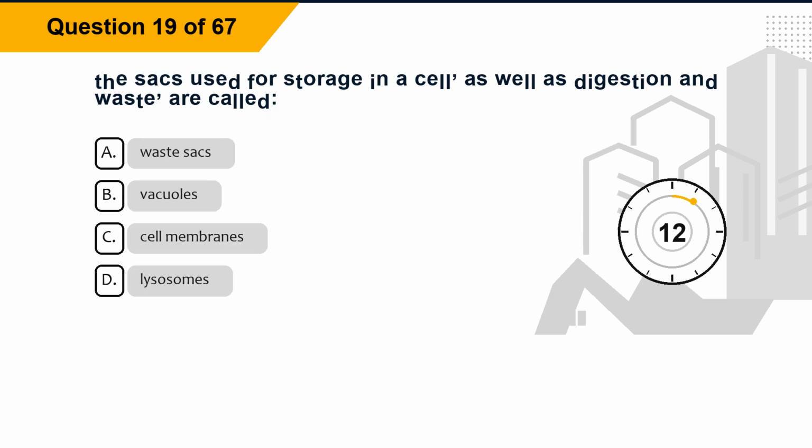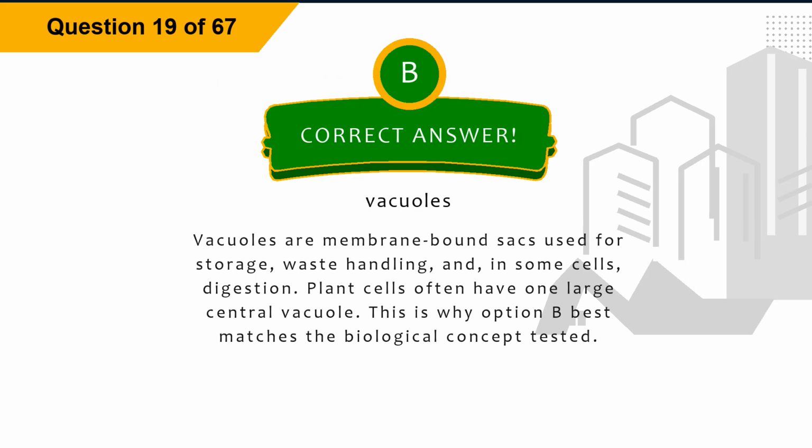Question 19. The sacs used for storage in a cell, as well as digestion and waste, are called option A, waste sacs. Option B, vacuoles. Option C, cell membranes. Option D, lysosomes. The correct answer is option B, vacuoles.